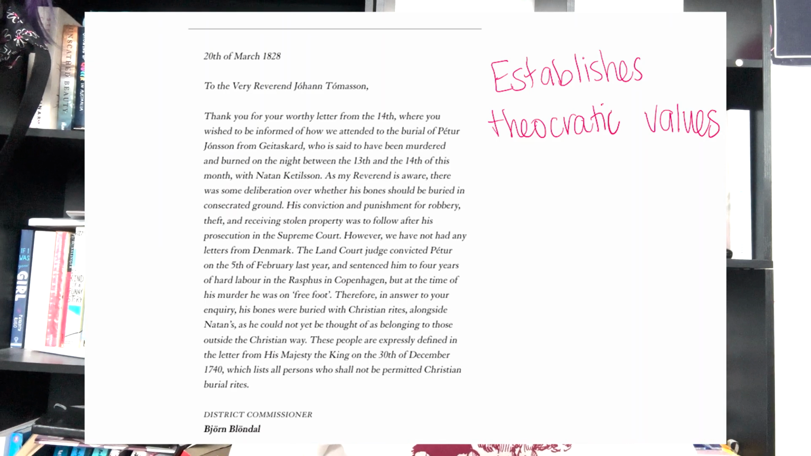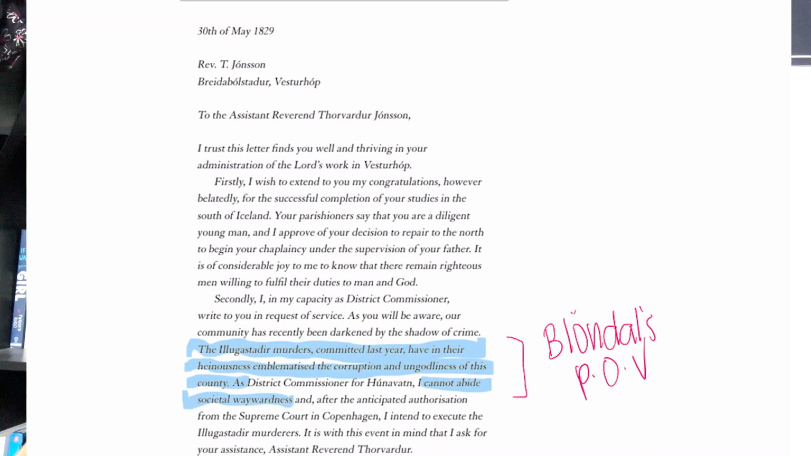What I think is particularly interesting is on page 5 in the letter to Toti, so to Assistant Reverend Thorvadur Jonsson, we get Bjondel's point of view of the murders.